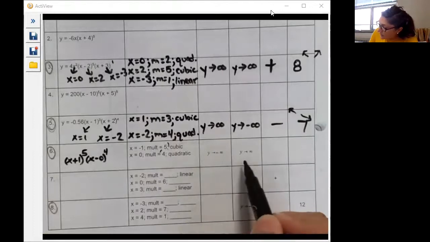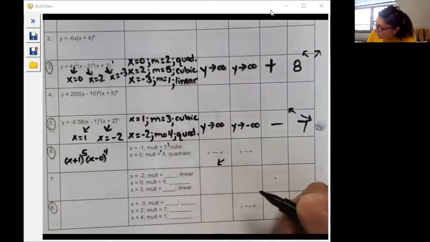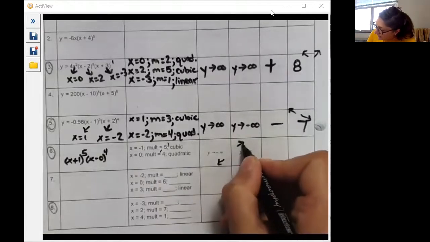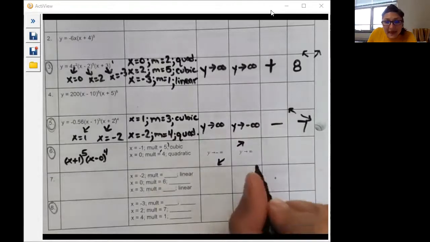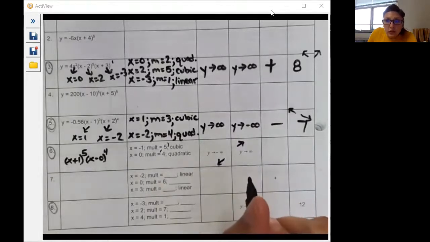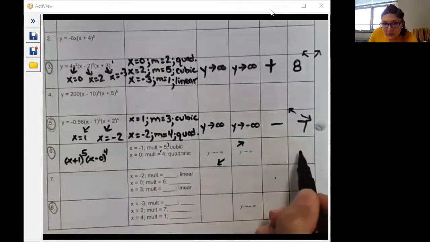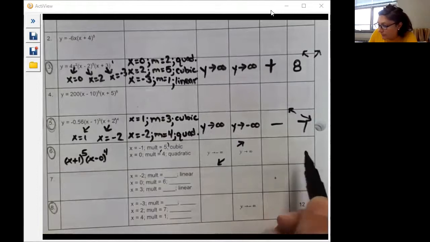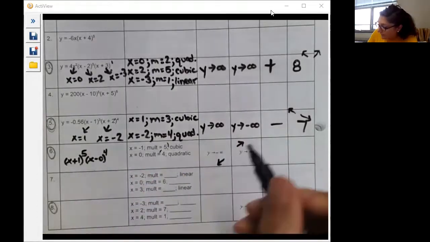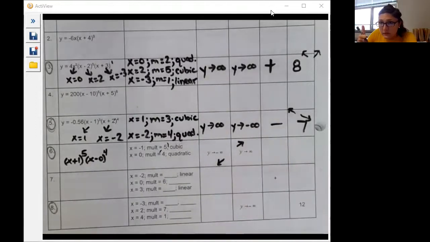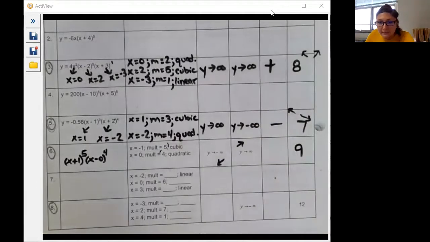They gave us the end behavior. We know the left end has an arrow pointing down and the right end has an arrow pointing up. Based on that information, I know that my degree should be odd. So when I go to fill this box in, I should have an odd number. If I add up my exponents, 5 and 4, that gives me 9. That matches my end behavior. So I know I did at least something right. My degree is 9.